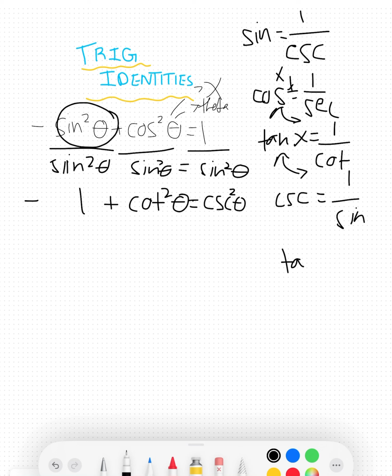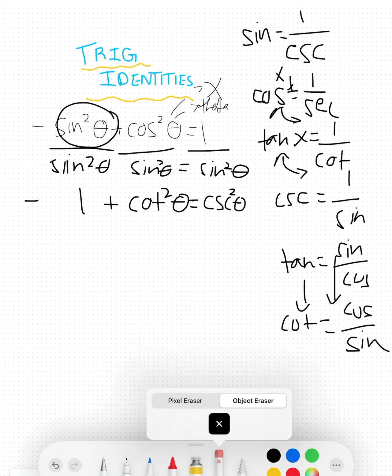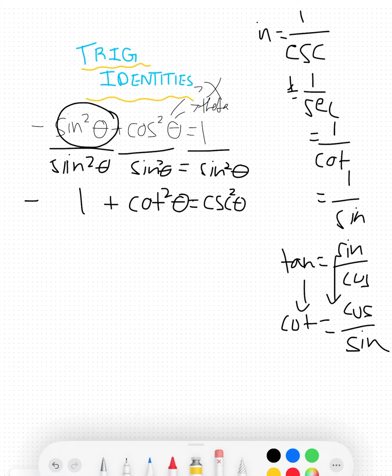And remember that tan is sine over cosine. For cotangent, it's this but reversed, so it equals cosine over sine. I'm just going to erase this, but this is just so you guys know now.